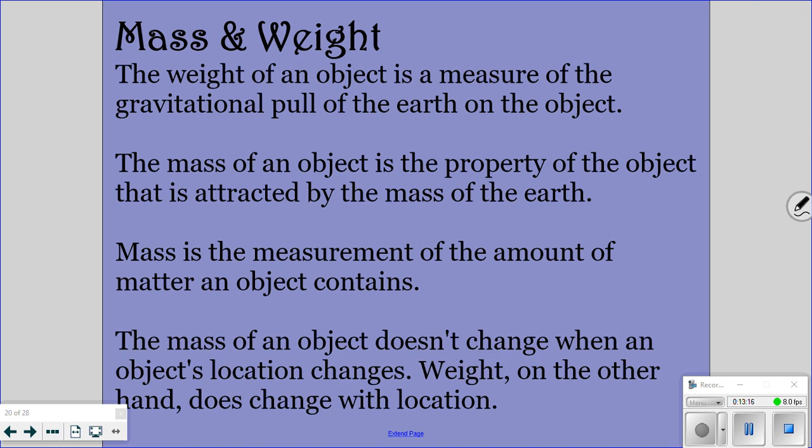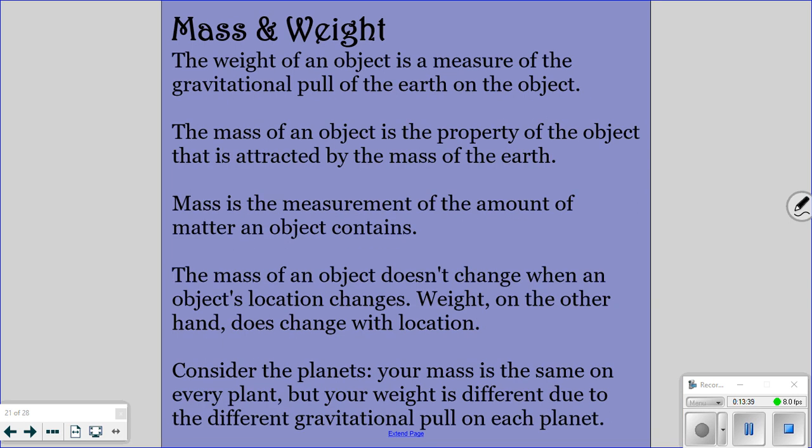Just because your location changes doesn't change your mass. Weight, on the other hand, could change with location. So if you weigh yourself here and then you go to the top of Mount Everest and you weigh yourself, you're probably going to get a different weight just because of the change in the gravitational pull at the top of Mount Everest.